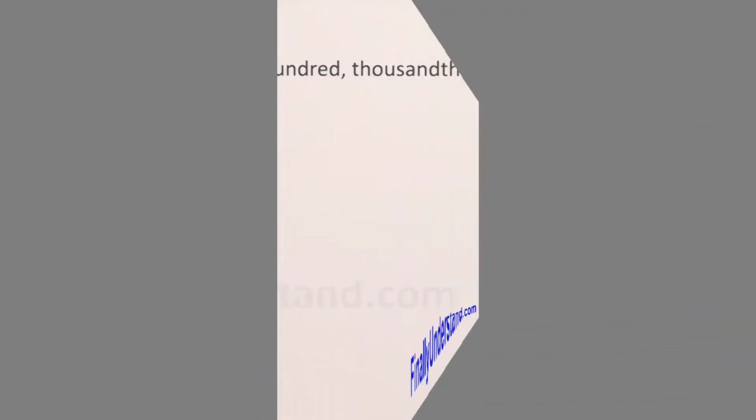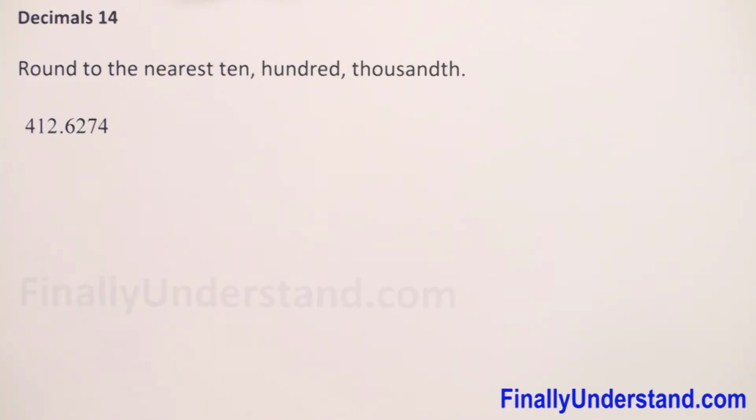We have a given decimal number. Why? Because we have a decimal point. We need to round this number. How do we round a decimal number? We have to use the same rule which we use for rounding a whole number. So how do we do this?